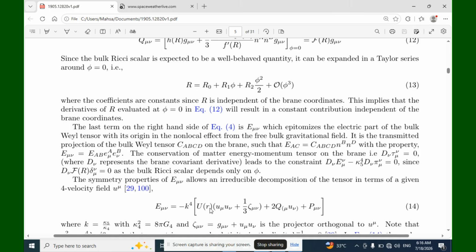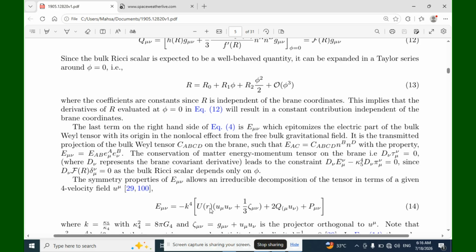The conservation of the matter energy momentum tensor on the brane, for example, D_ν T_μ^ν is equal to 0, where D_ν represents the brane covariant derivative, leads to the constraint: D_ν E_μ^ν minus χ5^4 D_ν V_μ^ν is equal to 0, since D_ν F_R δ_μ^ν is equal to 0, as the bulk Ricci scalar depends only on φ.